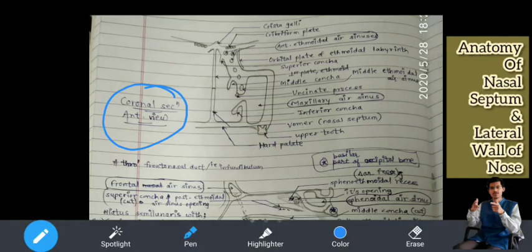Separated by the nasal septum in the middle. This is the nasal septum and this is the lateral wall of the nose. Now, about this lateral wall of the nose, you will say what is this artistic thing, this cup shape. This is not a cup shape. Actually, this is the actual lateral wall. Now this is the drain.